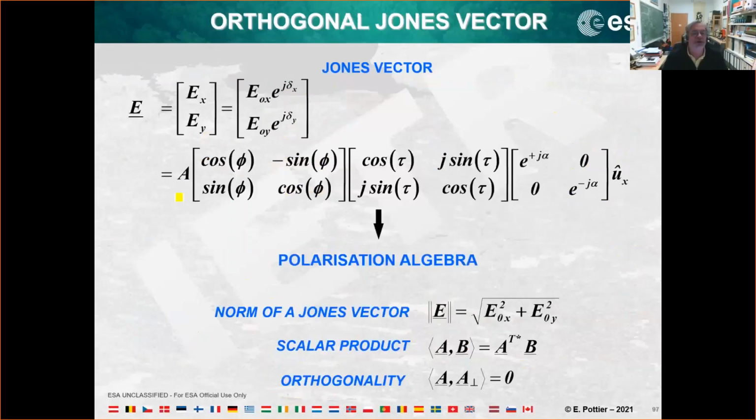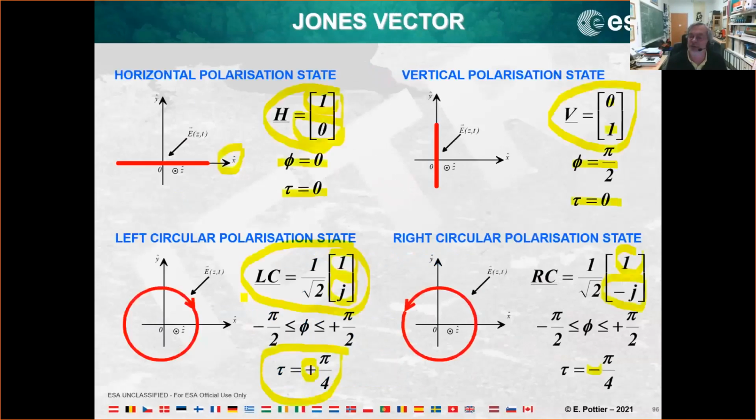So the absolute value is 1. Yes. Okay, 1 over square root of 2. Okay. Because this is a unit vector. It means that the length of the vector must be equal to 1, unit vector. So it means that it is normalized.